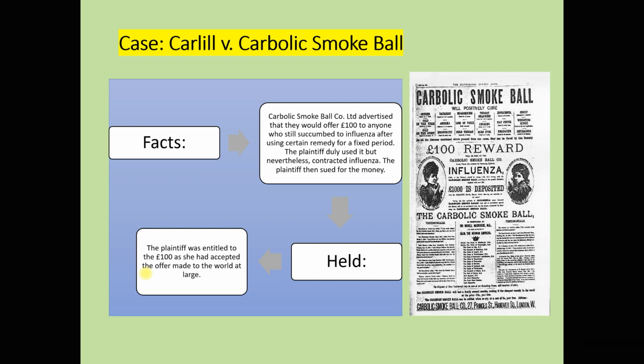So the term is that the company offered 100 pounds sterling, and it is actually fulfilled by the plaintiff. The fact that the plaintiff has suffered influenza after using the product has fulfilled the terms of the contract. So that is also considered a contract. This is an example of a contract when the proposal is made to the public at large.